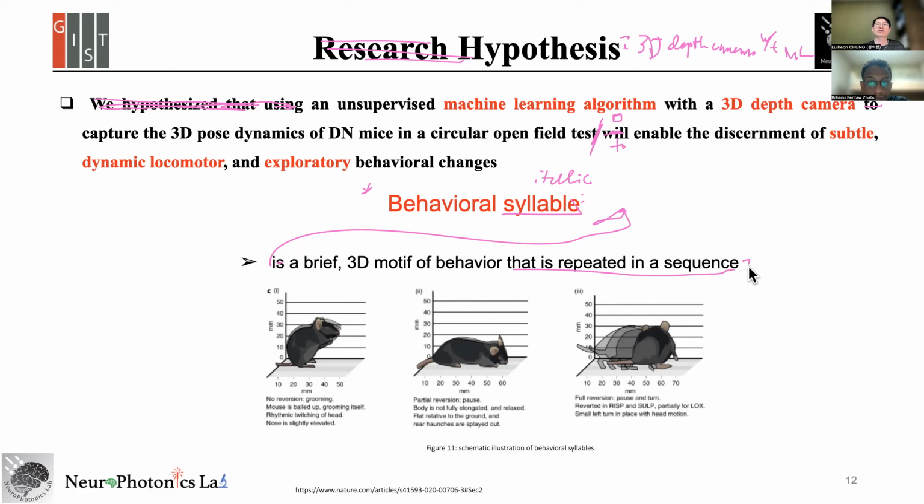This is not very clear to me. I mean, you want to define the behavior syllable in a more clear way, okay? I mean, it's okay, brief 3D motif. But then, what is motif of behavior? Okay, maybe repeated in a sequence. Sequence of what?